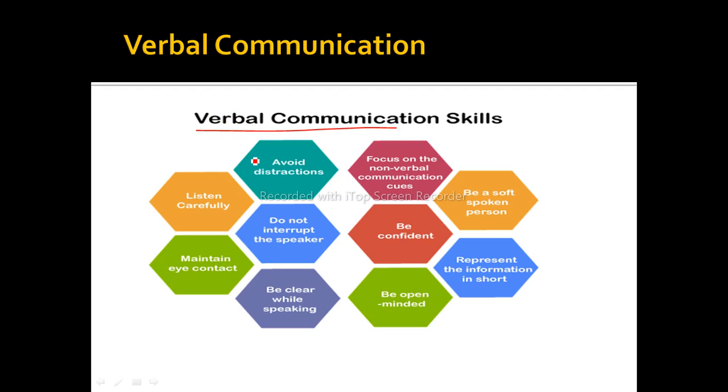In verbal communication, how will verbal communication be effective? What are the things which will prevent verbal communication? First, we need to avoid distraction. If we are, for example, in a class, I am teaching my students, and in between many students create noise, many students ask different questions, like one will ask to go out of the class, one will ask, may I drink water? Then this will be a kind of distraction.